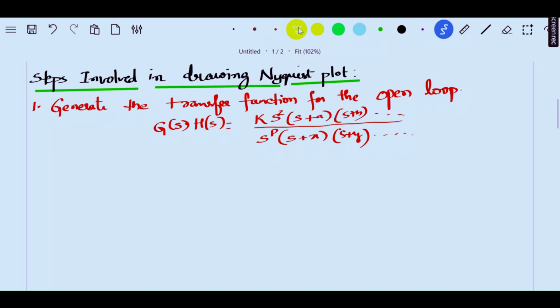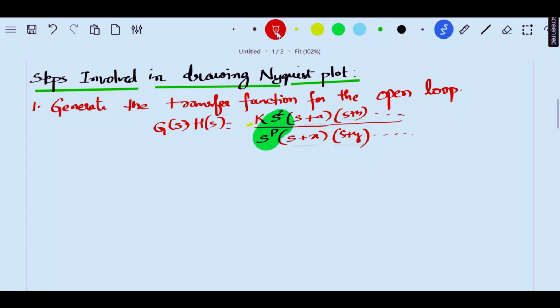So what is this actually? K, we know, is the gain, whereas s power z and s power p are the poles at the origin or zeros at the origin. Whereas if you see these two terms, s plus a and s plus b, both are simple zeros, and s plus x and s plus y, these are simple poles. Anyway, this transfer function will be given to you in the problem.